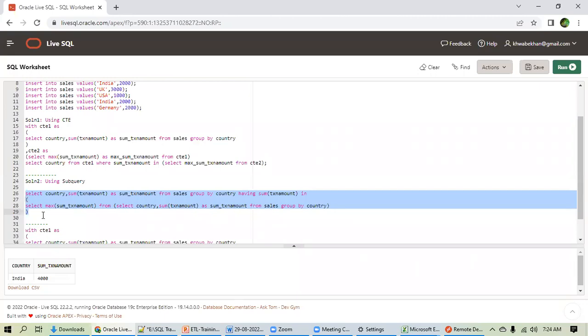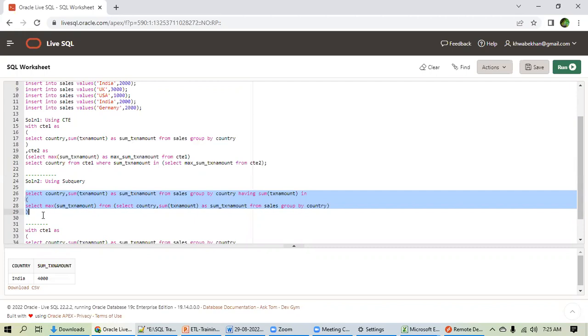Okay. Anyone who understood or wants to explain? Yeah, Kumar, go ahead. Tell me. Country-wise, so grouping by country and calculating the summation, right? And from the result set of this inner query, we are getting the max of sum of tax amount. So here we will get that 4,000. Okay, India and 4,000.